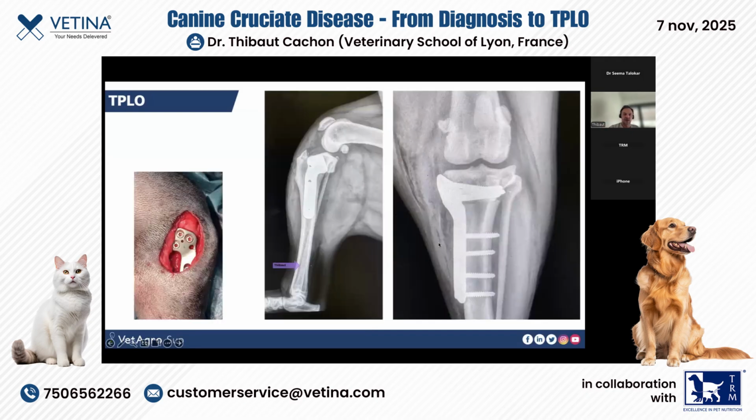This is the post-operative X-ray of Venus. You can see the cut. You can see the plate. We use a 3.5 broad plate in this dog because it's quite a large Rottweiler, and you can see a picture of the surgery on the left of the screen.